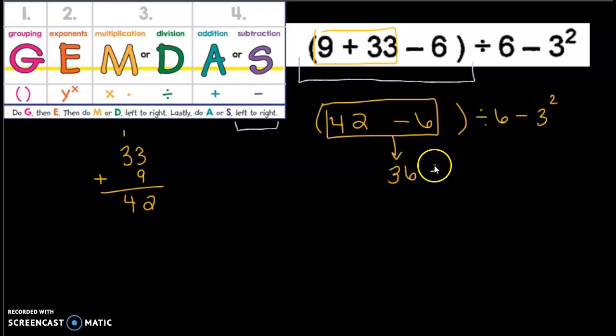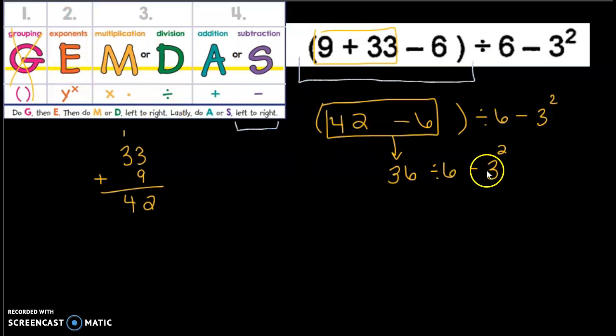So I'm just going to bring down everything else. We haven't touched those. So, sweet. Going to scan, do I have any more grouping symbols? Nope. Cross that sucker out because we are done with that step. So let's move on to step 2, exponents.